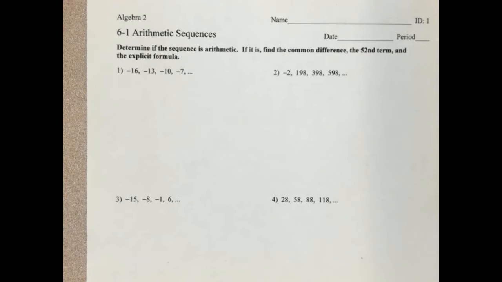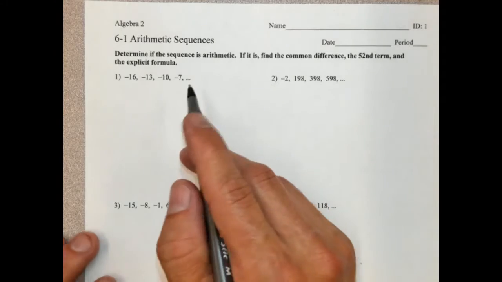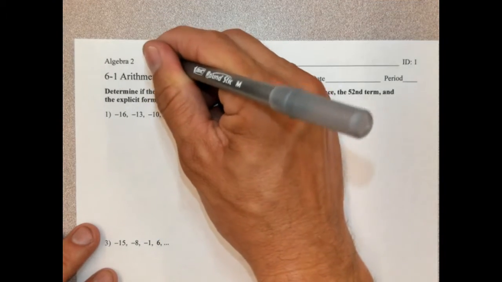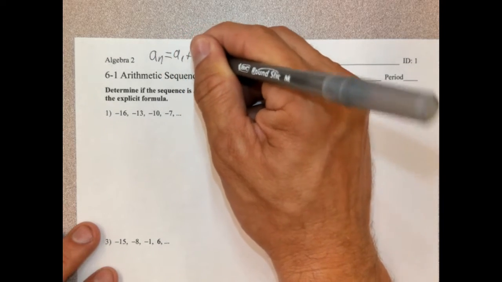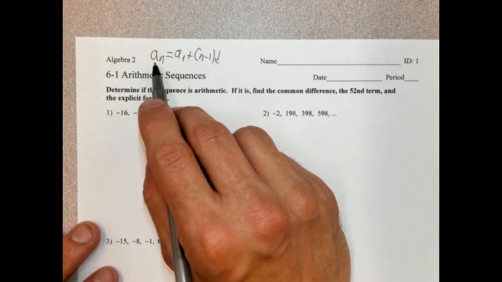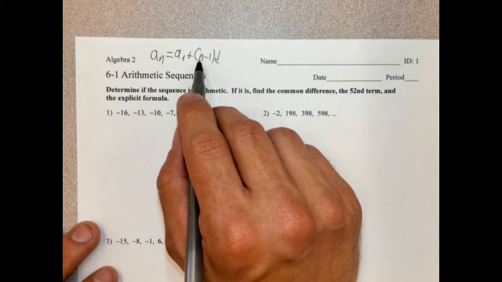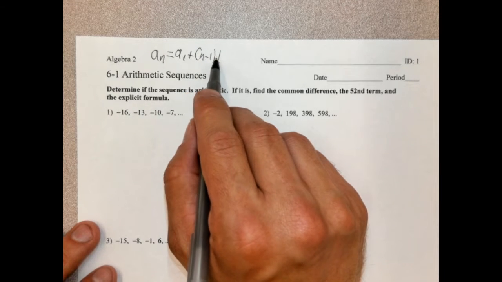Hey everybody, here we're going to do the first three problems for the arithmetic sequences. In this case we're going to need our formula, which is a sub n equals a sub 1 plus parentheses n minus 1 d. So a sub n is our desired term, a sub 1 is our starting term, n is the place value of the desired term, and d is our common difference.